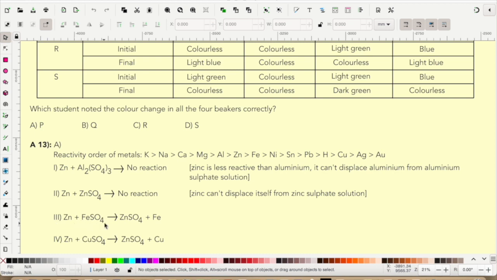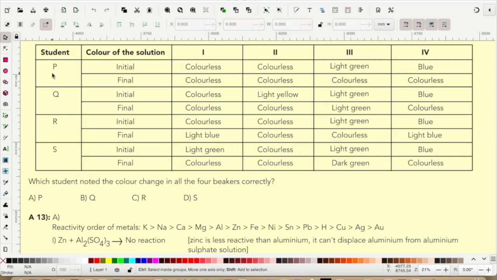In third beaker, zinc is supposed to react with iron sulfate. Zinc is more reactive than iron as per reactivity series. So zinc will replace iron from iron sulfate solution and make zinc sulfate. So there will be change in color of the solution. In fourth beaker, zinc is more reactive than copper. So zinc will replace copper from copper sulfate solution and make zinc sulfate. So again change in color of the solution in fourth beaker. So let us see the table once again.